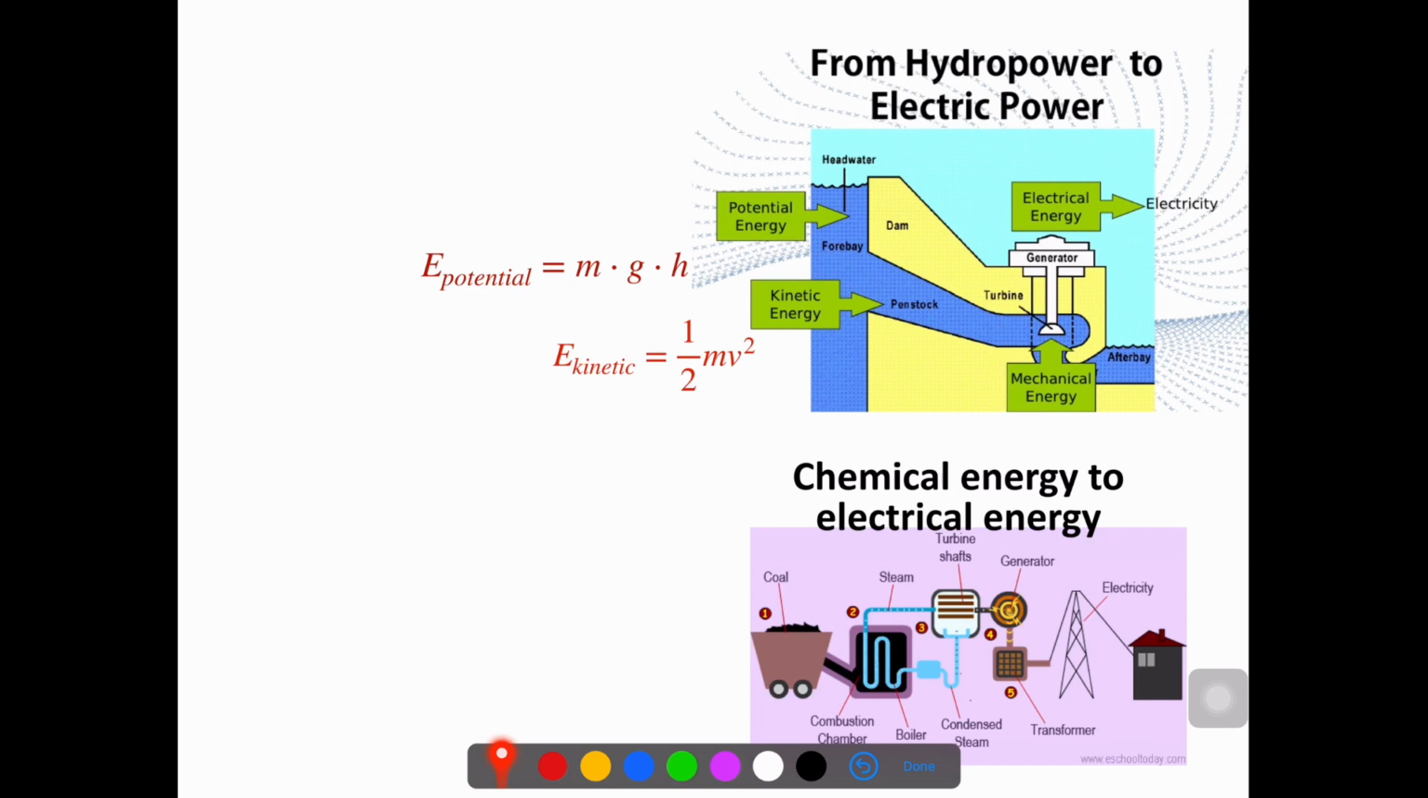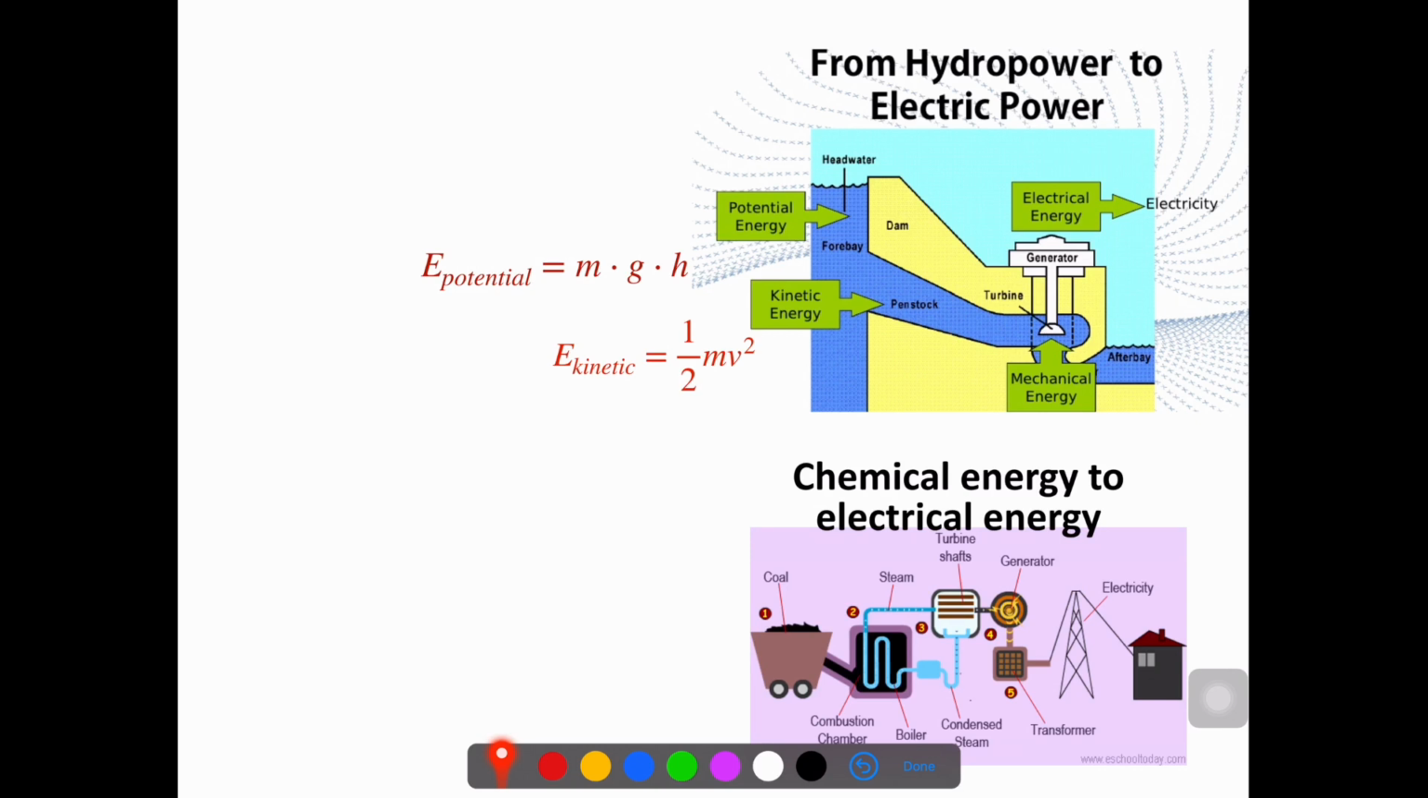So energy is not wasted. The energy at any point of this process is constant. The potential energy of water here and the potential energy plus kinetic energy of water here are the same. Energy is neither created nor destroyed.